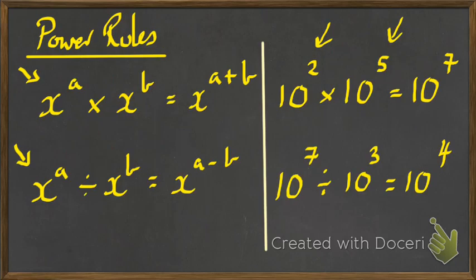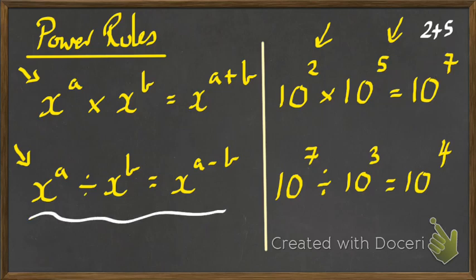Okay, power rules. Firstly, x to the power of a times x to the power of b equals x to the a plus b. All that means, and I'll keep it in tens because we're going to be dealing with tens, is that if I have 10 squared times 10 to the power of 5, I add the 2 and the 5 together and I get 10 to the power of 7.